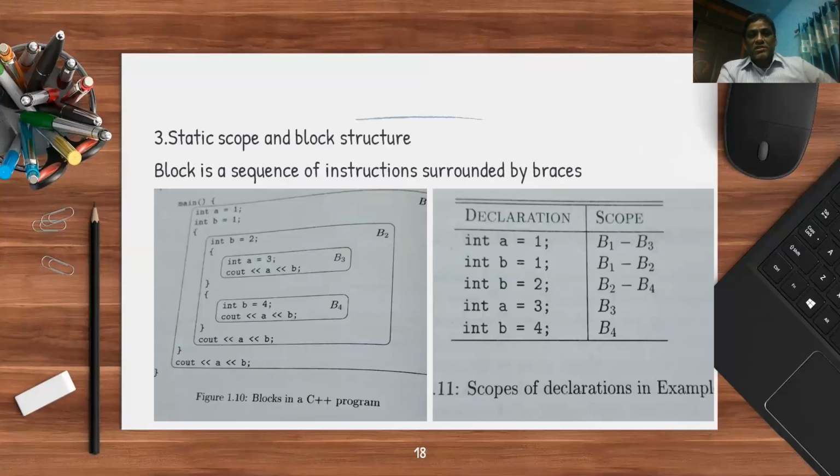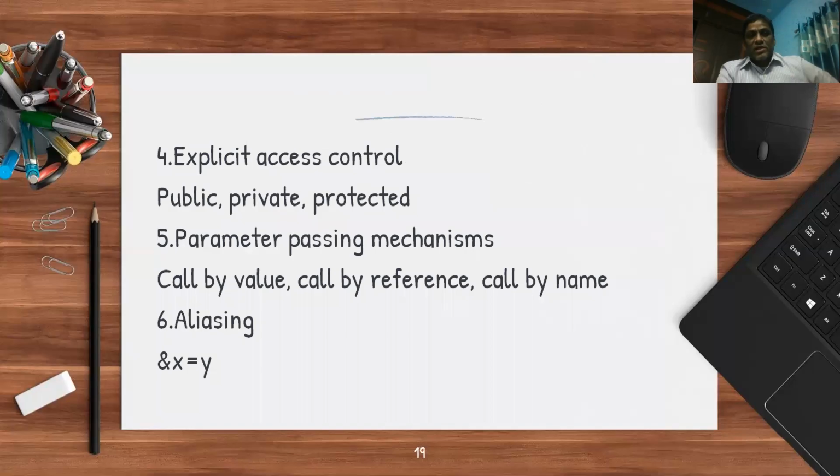The third one is static scope and block structure. Based on the number of blocks and the way blocks are defined, the scope of variables will be identified. And explicit access control with the help of public, private, protected. In the C language also there is access control with the help of structures and unions. The fifth one, parameter passing mechanisms: call by value, call by reference, and call by name. Call by name is not available in the latest languages. Only call by value and call by reference or call by address are available. And finally, how to create aliasing, which means giving more than one name to the same memory location.